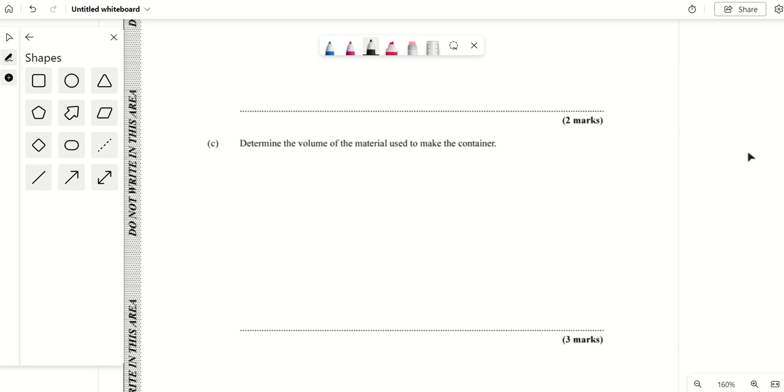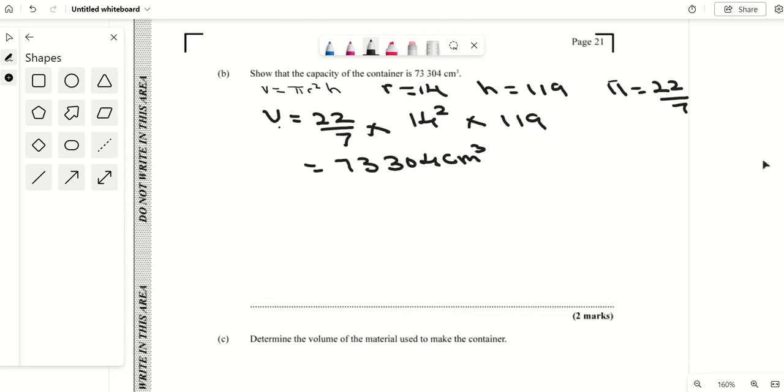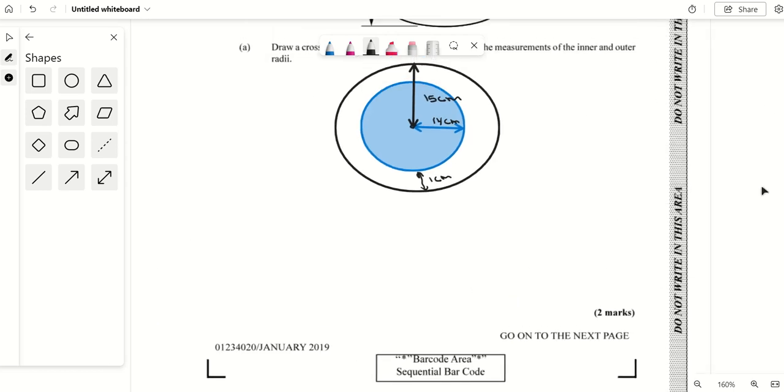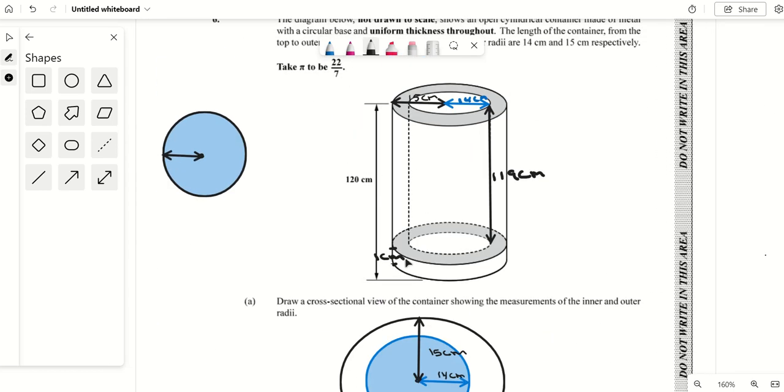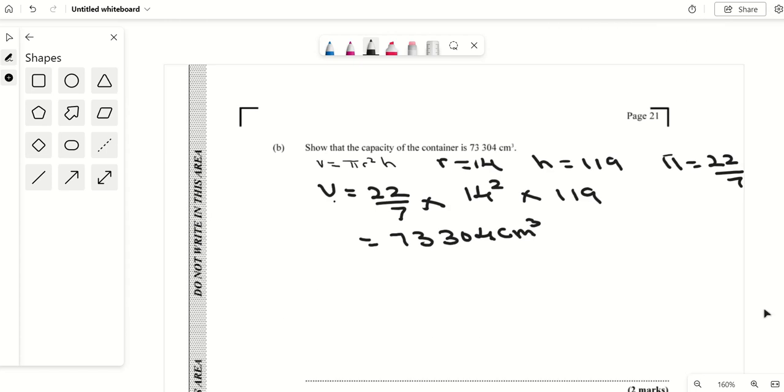Now they said determine the volume of material used to make the container. What we have to do is find the volume of our entire container, the outer part, and subtract the inner cylinder from it, and that is how we find the volume of the material used.